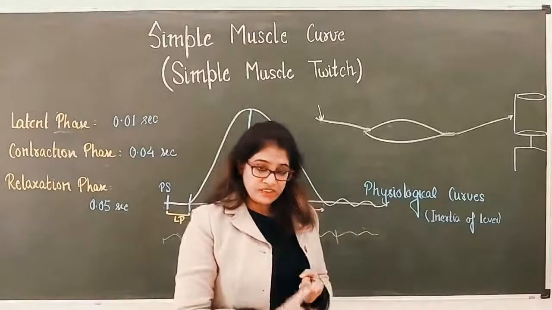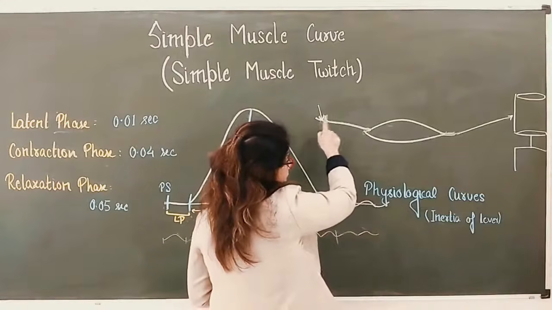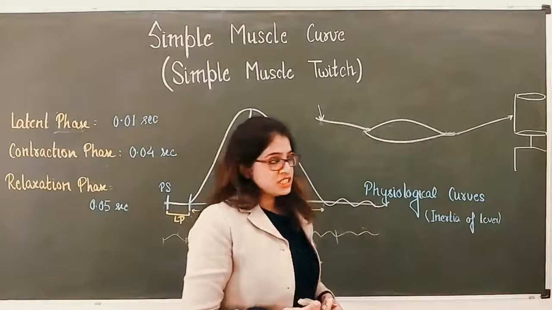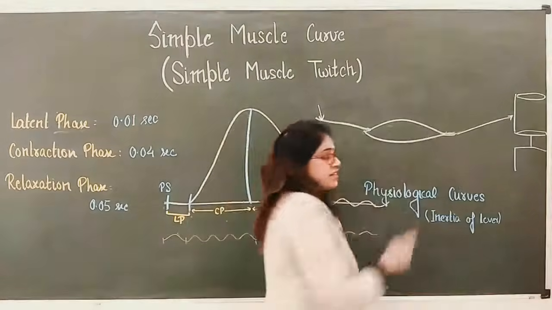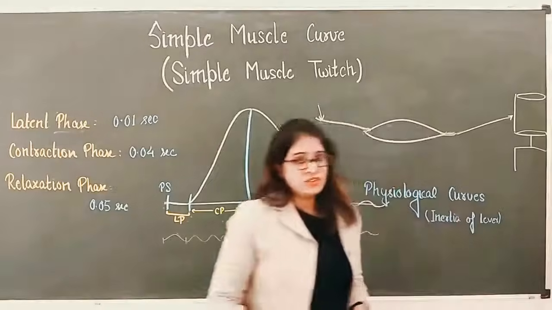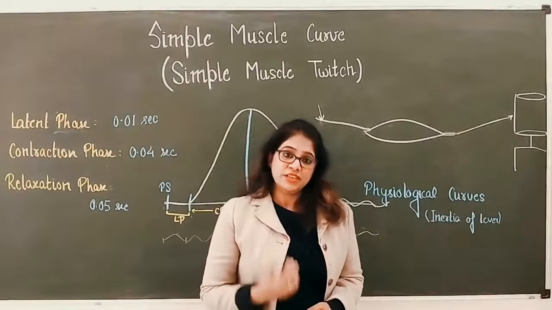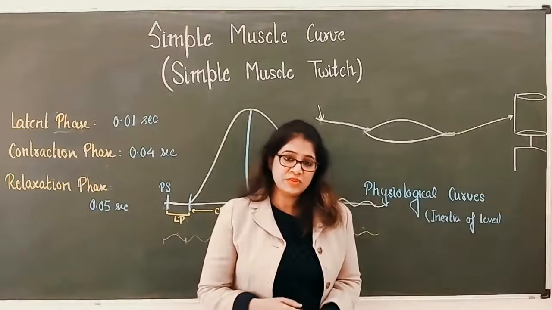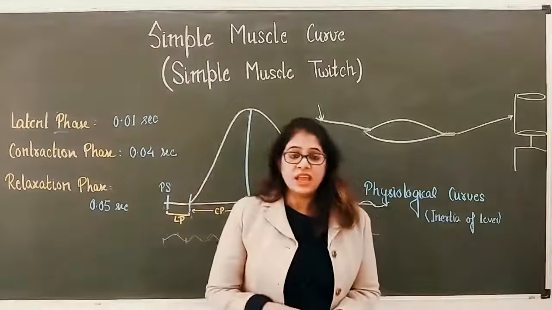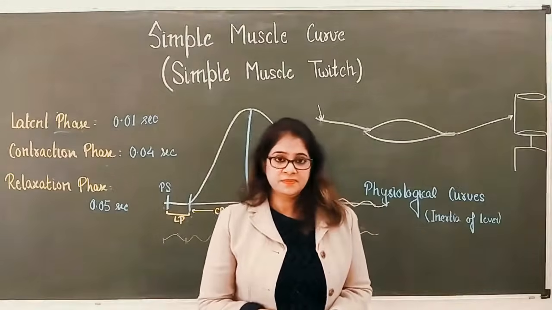So point 1 is time taken by traveling of the impulse from point of stimulation till the neuromuscular junction, time taken at the neuromuscular junction, time taken in the excitation contraction coupling, then time taken by the inertia of the lever. So these are all causes of latent phase. So this is a very common question which is being asked. So this is about the simple muscle curve and common viva questions which are asked in simple muscle curve.